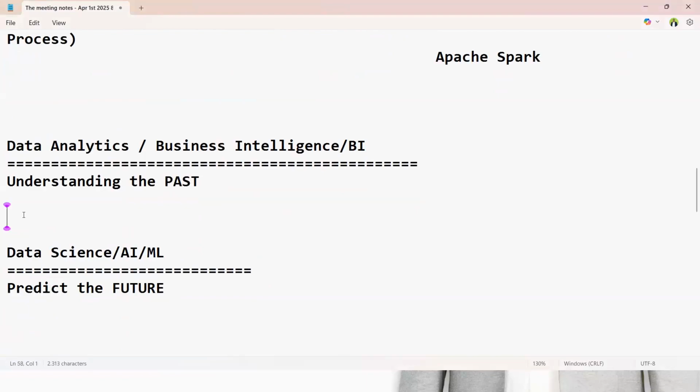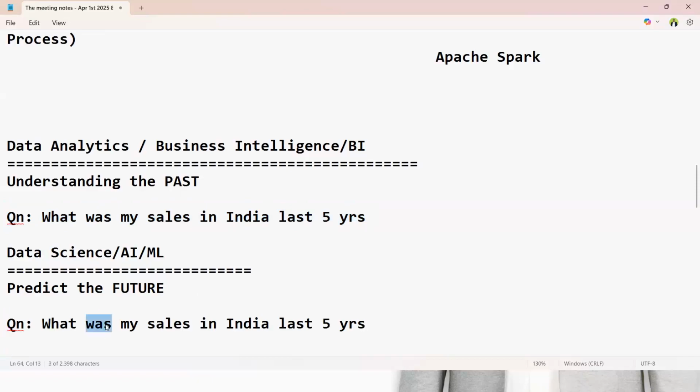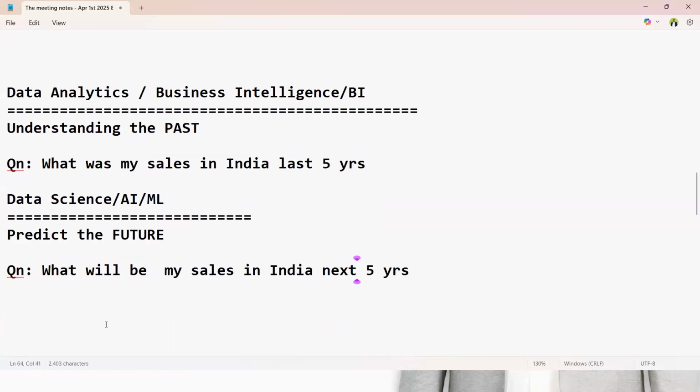The Amazon company wanted to know what my sales were in India in the last 5 years. Last 5 years is the past, right? So this is what is called a data analytics question or a business intelligence question. Understanding the past is called business intelligence. What is AI? AI is not going to give you a past answer. It is going to tell you what my sales will be in India in the next 5 years. It can do the predictions. Clear? But both of them need data.